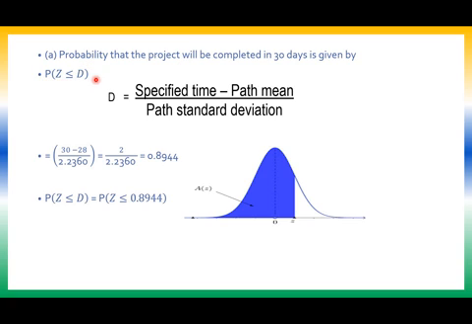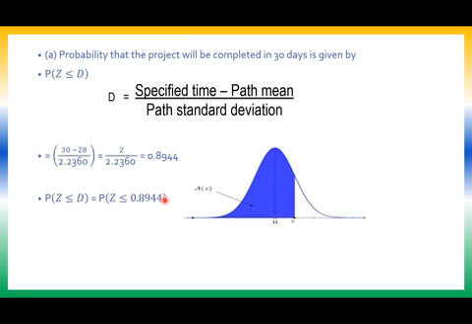So we are supposed to find out the probability now. Probability of Z less than equal to D. D is the specified time minus project path mean divided by path standard deviation. Specified time is 30 days for the first sub question, and the expected project duration we have calculated to be 28 days. So it will be 30 minus 28. Path standard deviation is 2.2360. So I get 2 by 2.2360, which is 0.8944. So I am supposed to find out the probability for Z less than equal to 0.8944.